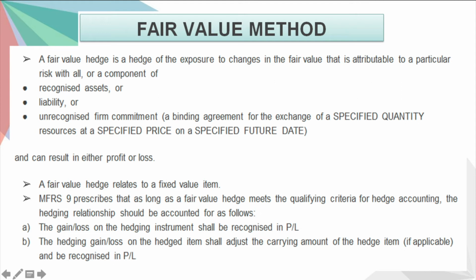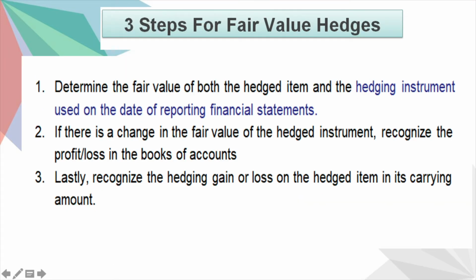Okay, next slide. We have three steps for fair value hedges. First, we should determine the value of both the hedge item and the hedging instrument used on the date of reporting the financial statements. Second, if there is a change in the fair value of the hedge instrument, recognize the profit or loss in the books of accounts. And lastly, recognize the hedging gain or loss on the hedge item in its carrying amount. Okay, next.